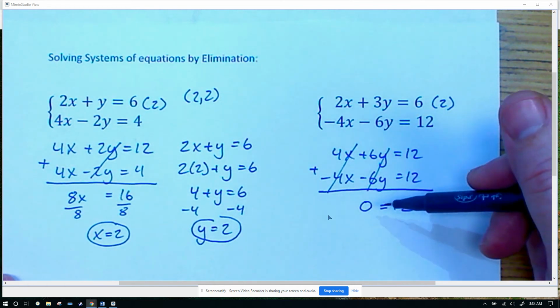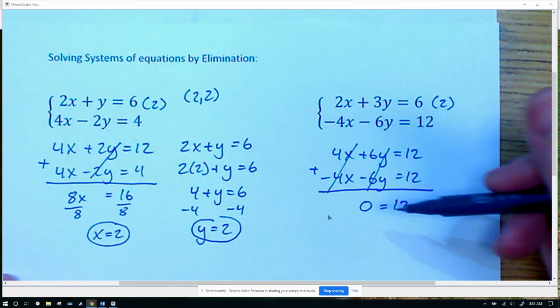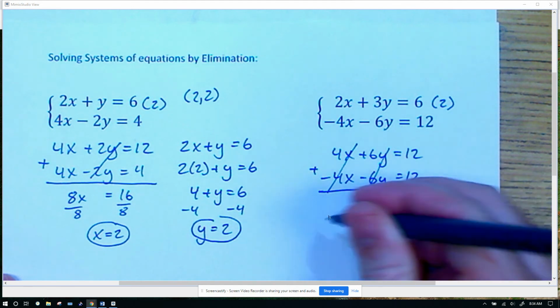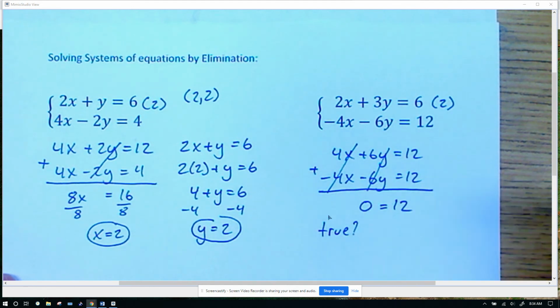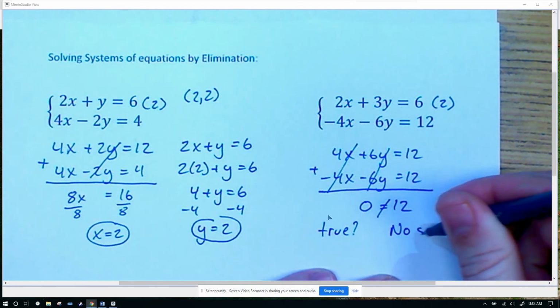When the result is like this, where 0 is equal to 12, or some number equals another number, and there are no variables to solve for, you just have to ask yourself, is this true? And no, 0 is not equal to 12. That means that there is no solution.